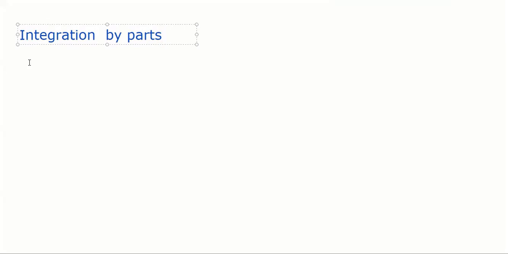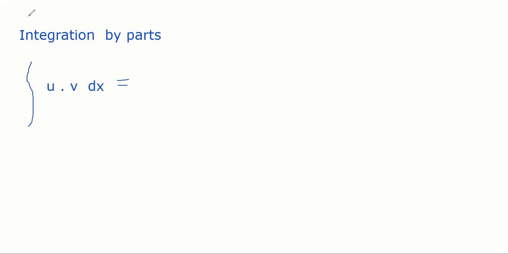Suppose you have to integrate some function which is a product of two functions, say u and v. Obviously, both are functions of x. So it's the integral of u into v dx. I am saying u is one function, v is another function. So the integration of a product of two functions is given by, you can note down, first function.